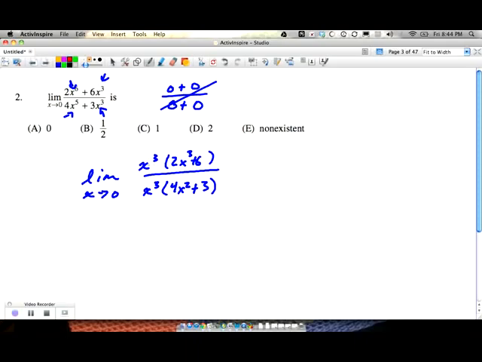Now these two x cubes will reduce, they'll simplify. X cubed over x cubed simplifies to just 1 over 1. And then if I were to plug in 0 to the top and bottom now, I would have 0 plus 6 over 0 plus 3. So that equals 2 if I simplify all those pieces together. Answer's D, 2.